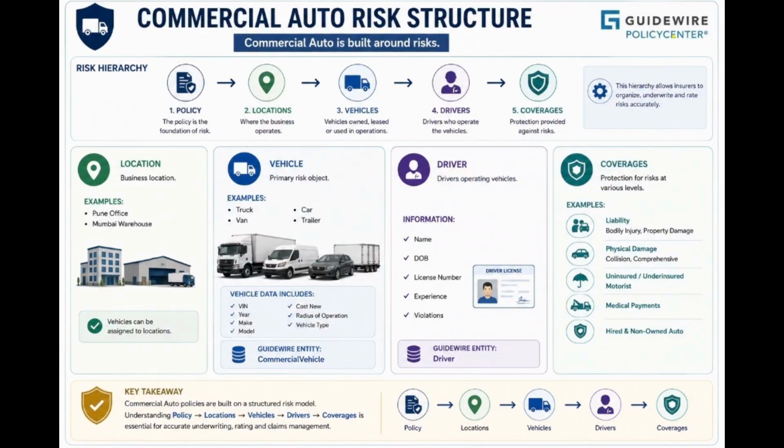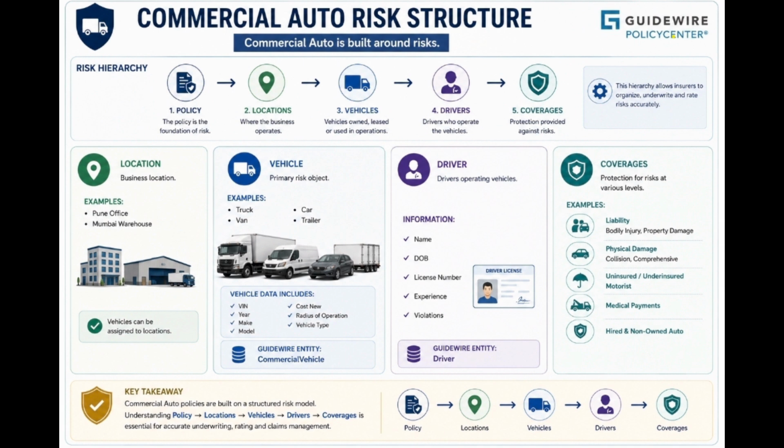Commercial auto risk structure is one of the most important BA topics. Commercial auto is built around risks. Risk hierarchy: policy, locations, vehicles, drivers, coverages. Location means business location. Example: Pune office, Mumbai warehouse. Vehicles can be assigned to locations. Vehicle is the primary risk object. Examples: truck, van, car, trailer. Vehicle data includes VIN, year, make, model, cost new, radius of operation, and vehicle type. Guidewire entity: commercial vehicle. Drivers operate the vehicles. Information: name, date of birth, license number, experience, violations.